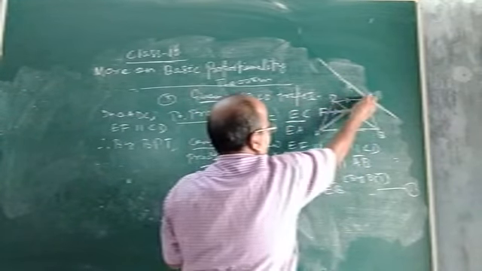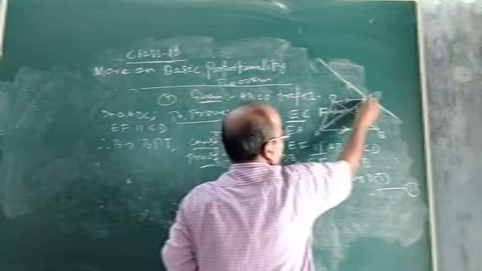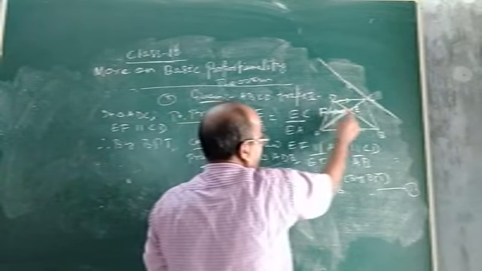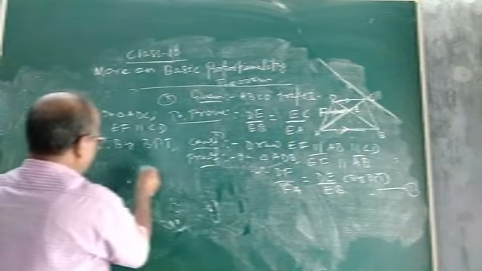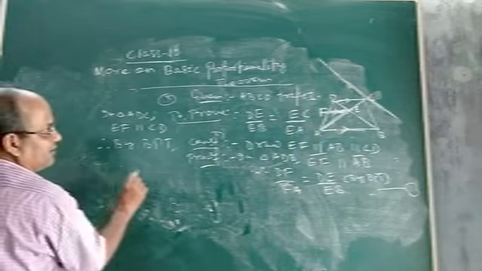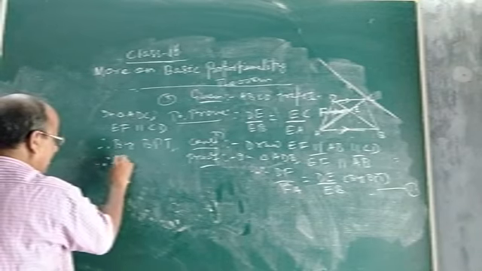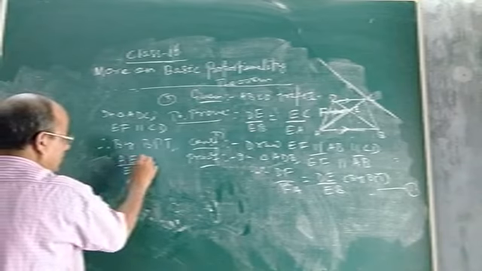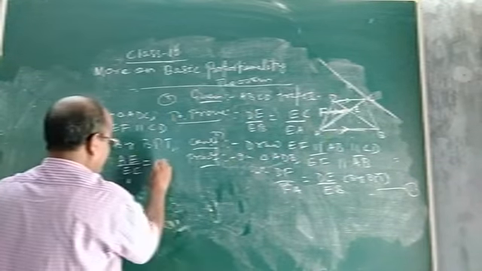EF is parallel to CD. Okay. So if EF is parallel to CD, then what will be the conclusion? AF by FD will be equal to AE by EC. So therefore, by BPT, AE by EC will be equal to AF by FD.